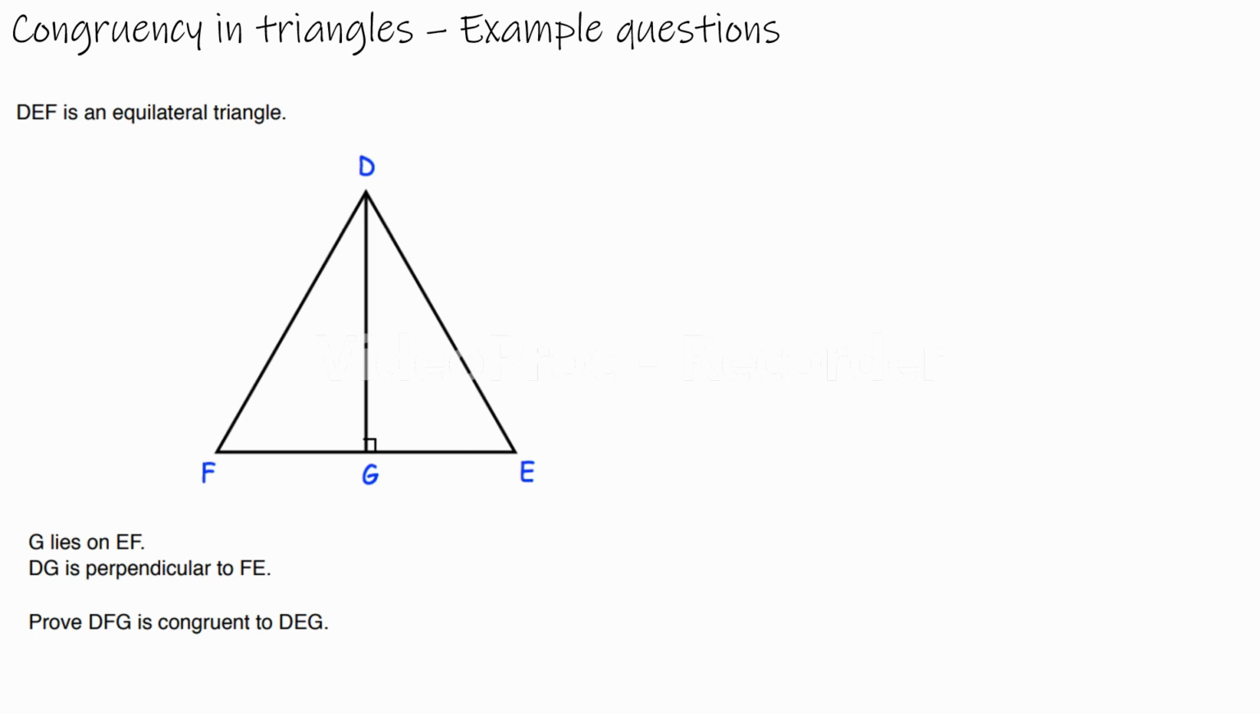And our final question here is telling us that DEF is an equilateral triangle, and we are told that G lies on EF. DG is perpendicular to FE, and we are then asked to prove that DFG is congruent to DEG. And DFG is the triangle on the left, whereas DEG is the triangle on the right. You can actually prove this in all 4 different ways, but I'm only going to be going over one example in this video. However, if you did prove it in another way, that is certainly possible.